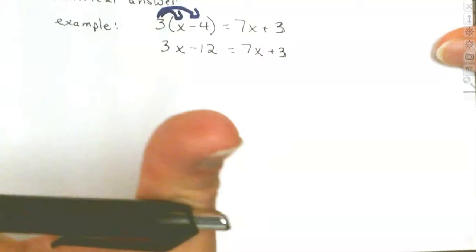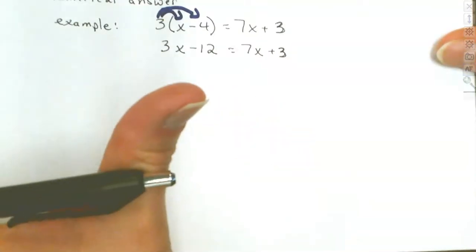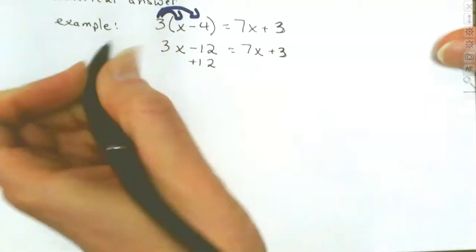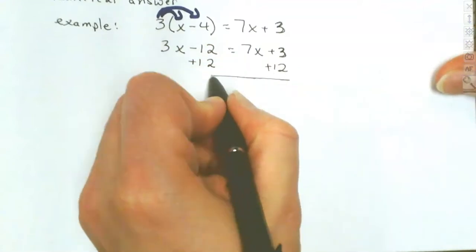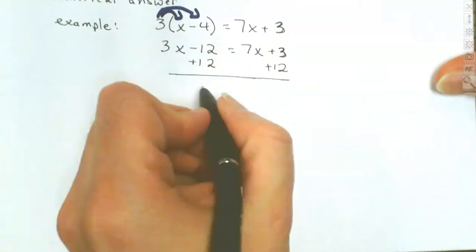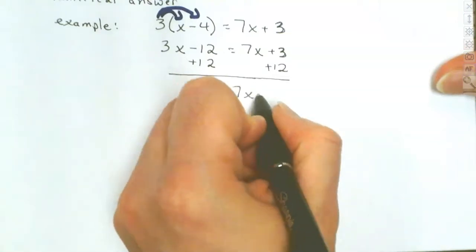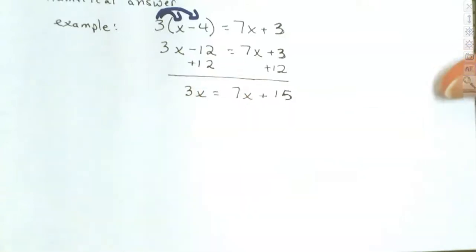Now, what's my goal? My goal is to get that x by itself. Okay, we normally want the x on the left. So I'm going to move that 12 over with addition. We work in terms of opposites. So that leaves you with 3x equals 7x, and 3 and 12 makes it 15. Is everyone okay with that so far?